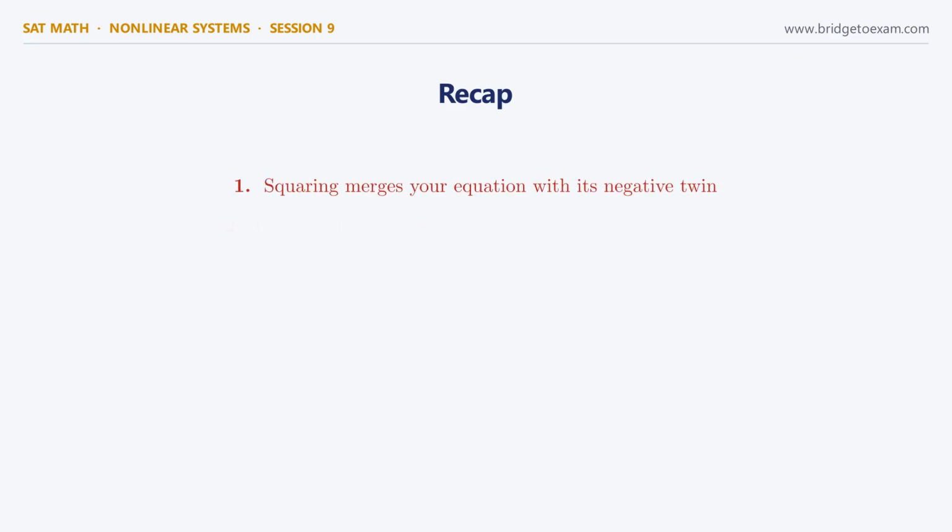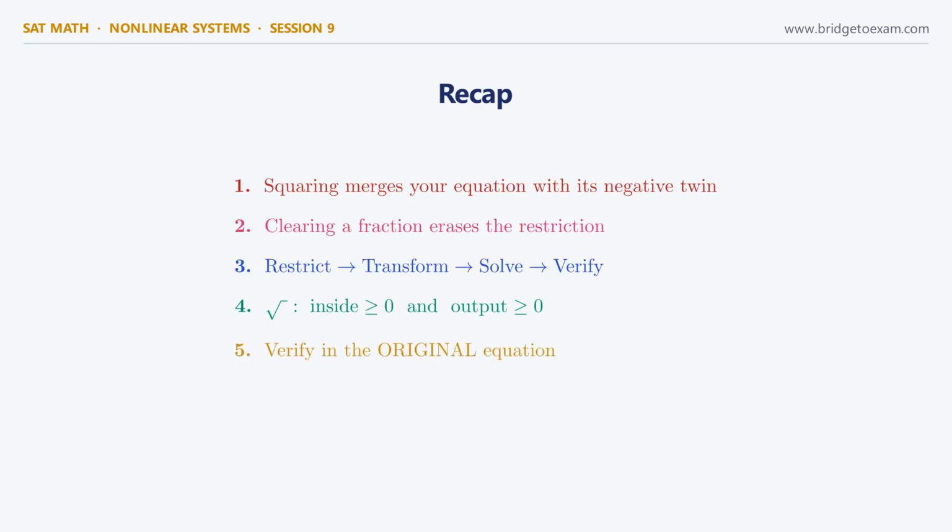Let's recap. Squaring is not reversible. It merges your equation with its negative twin, which is where extraneous roots come from. Clearing a denominator erases the restriction from the page, which is why you record it first. The process: restrict, transform, solve, verify. For radicals, check both the inside and the output sign. For fractions, exclude the zeros of the denominator. Test every candidate in the original equation, never the transformed one.